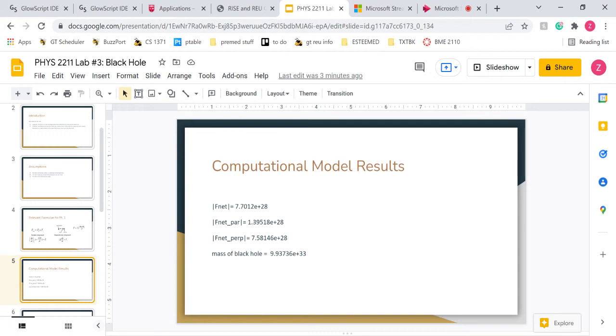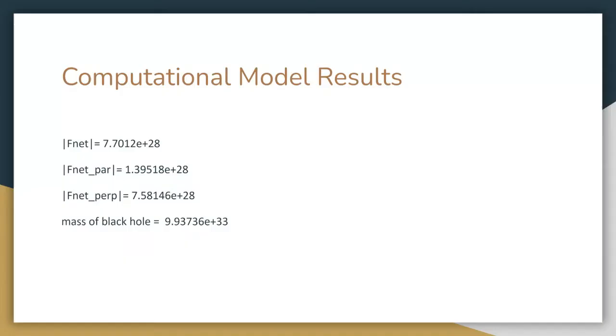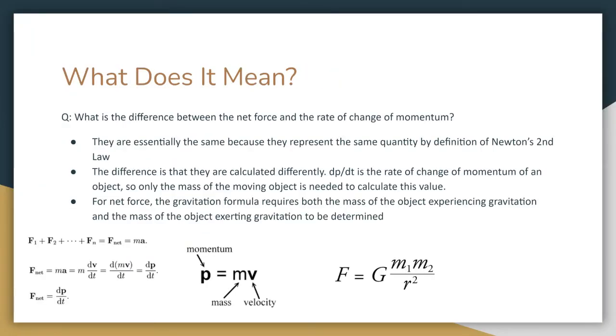So we have the F net is equal to 7.0712 e to the 28th, and that the mass of the black hole is 9.9736 e to the 33rd. So what does it mean?